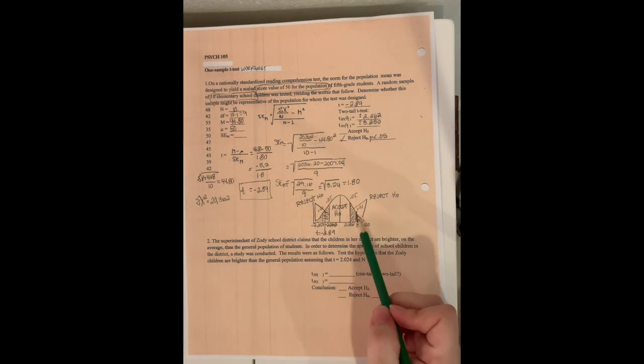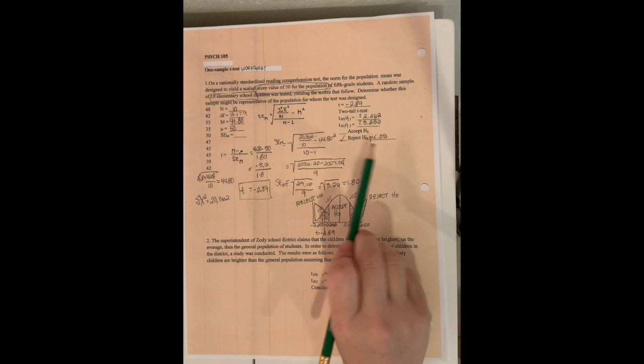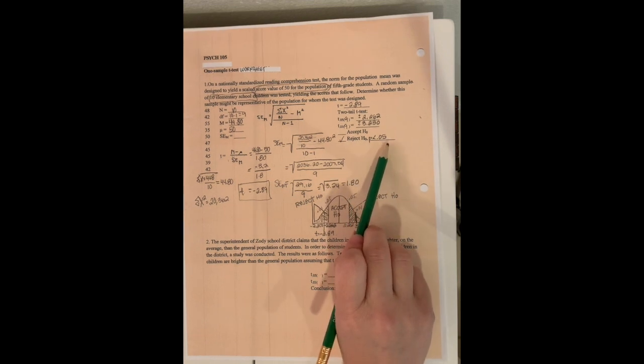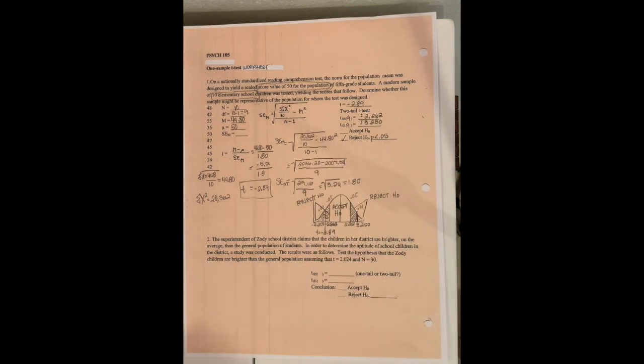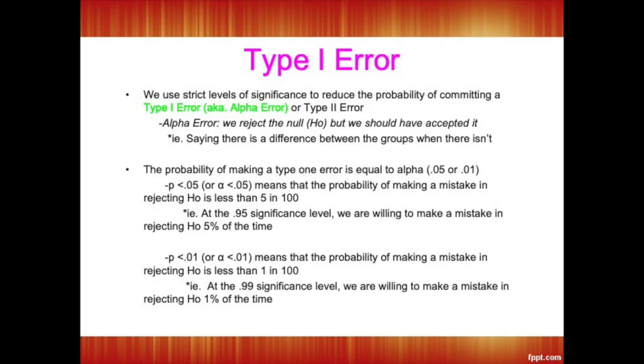So if it had fallen in the dotted area at the 0.01, I would write the same thing except change the 5 to a 1. And if my t-value had fallen in the middle, I would check accept H0. Okay, so we're going to pause there because the second problem on the worksheet is just a little different. So we're going to work up to that, but I got to tell you a few more conceptual things first.